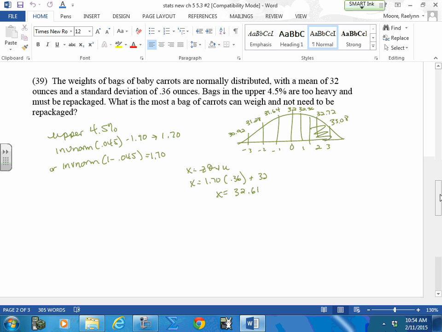Yeah. Your inverse norm does 2 things. It'll give you an area. You give it an area, it'll give you a z-score. But if you put the mean and the standard deviation in, it will give you the X value because you already told it what X is to use. That's in place of all of this. Okay. You just have to make sure you give it the right area.